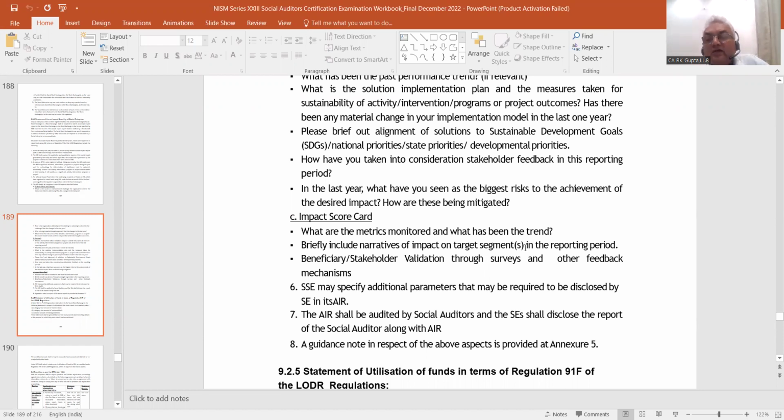The annual impact report shall be audited by social auditors, and the social enterprises shall disclose the report of the social auditor along with the annual impact report. And guidance in respect of the above aspects is provided at Annexure 5.